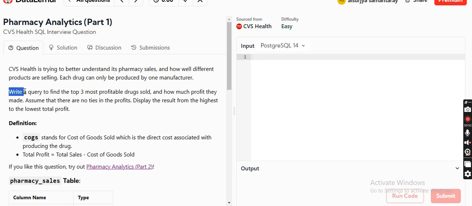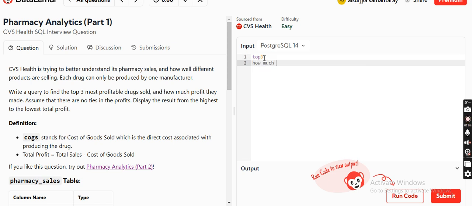So the first question begins this way. Write a query to identify the top three profitable drugs and how much profit they made. So top three and how much profit they made. This is the question they are asking us to solve.